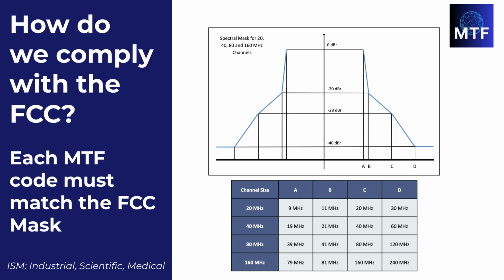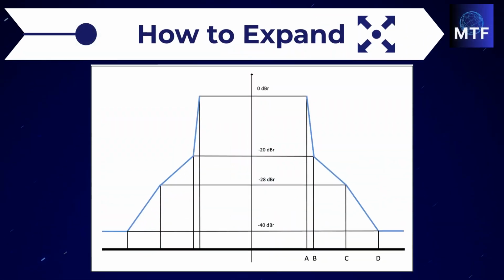Rather than relying on wide channels for capacity, MTF leverages a large number of time-based degrees of freedom, letting it achieve high throughput even in narrower channels. In this way, MTF stays fully within FCC limits while delivering performance beyond what conventional band-limited systems can offer. Let's dive a bit deeper into how we expand, enhance, and randomize our channels.